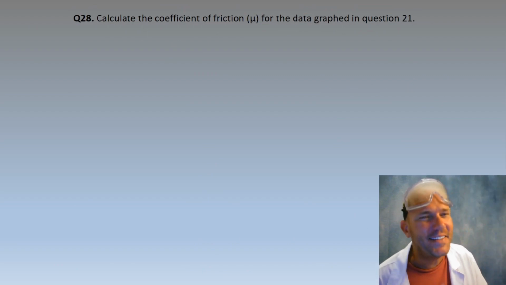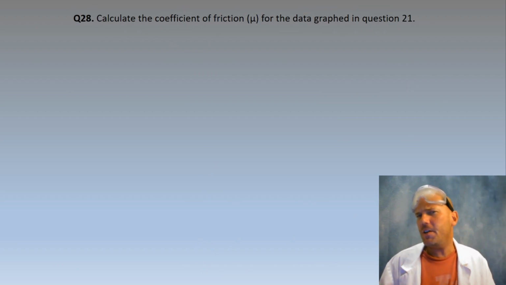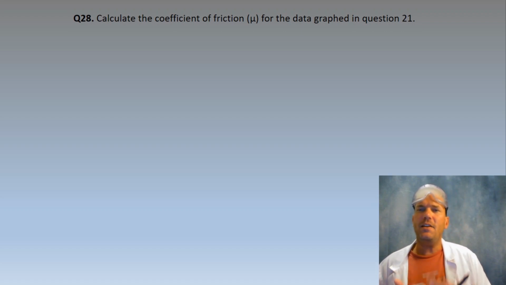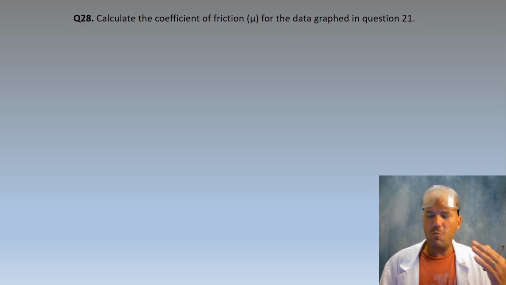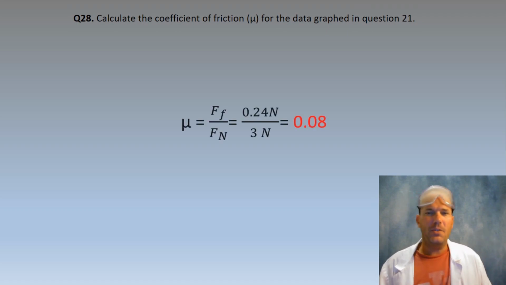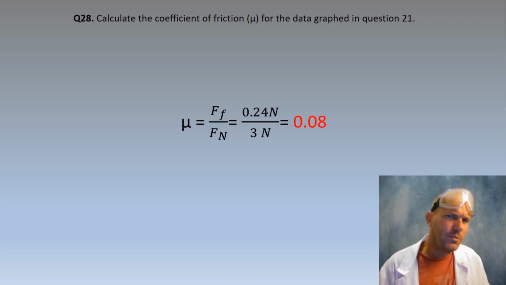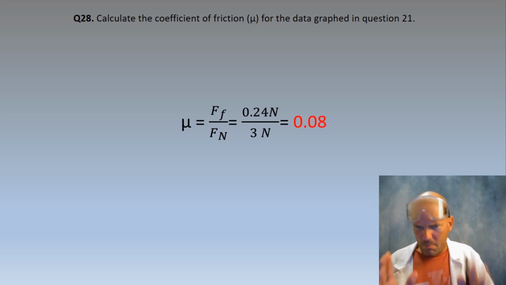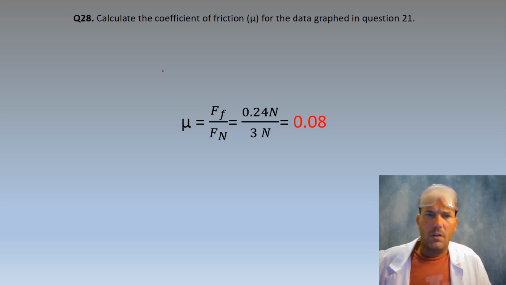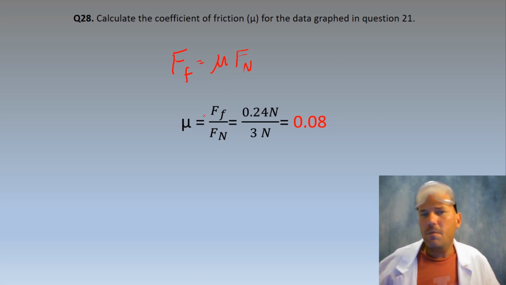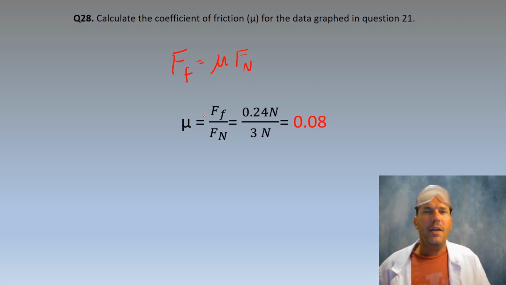Question 28. Calculate the coefficient of friction, mu, for the data graphed in question 21. So you're going back to question 21, and if you've already viewed question 21, you should be good with this idea of how to calculate mu using the physics is fun equation. All right, rearranging for mu: force of friction divided by force normal.